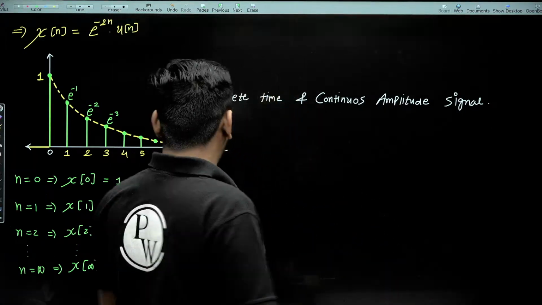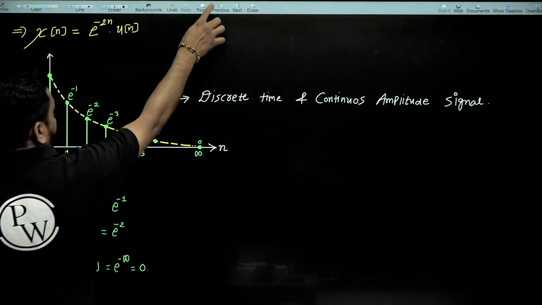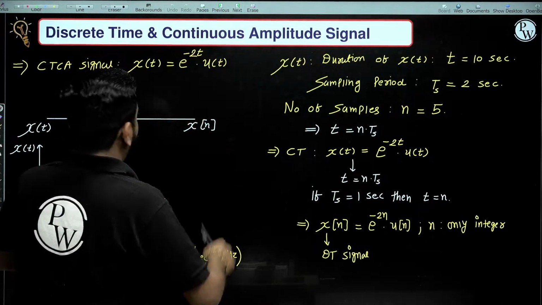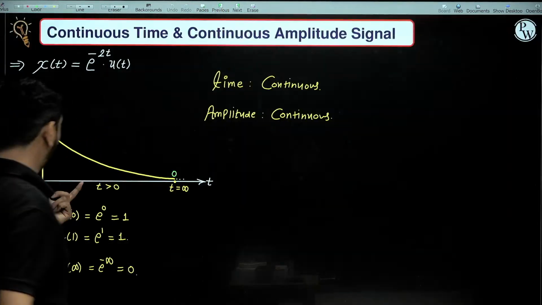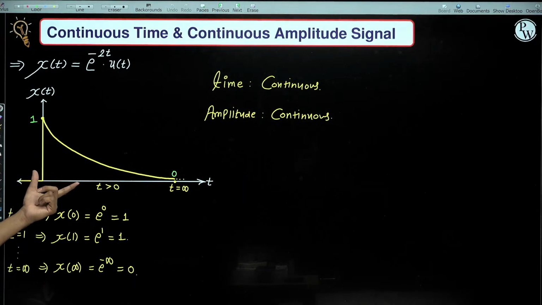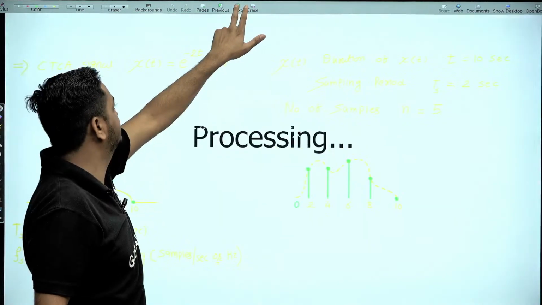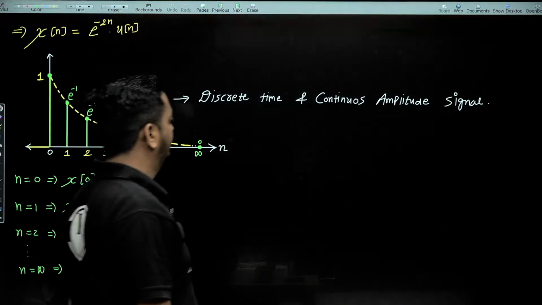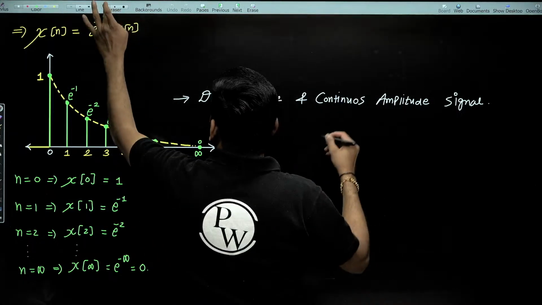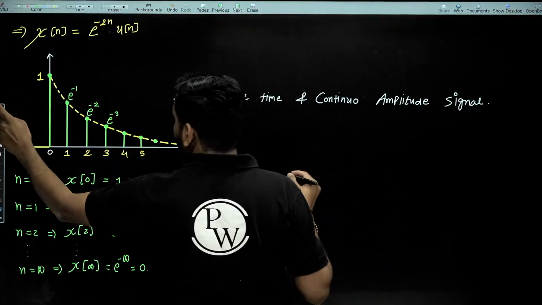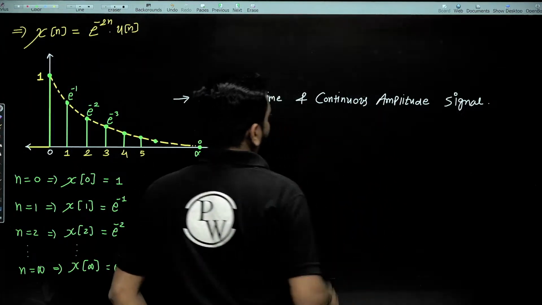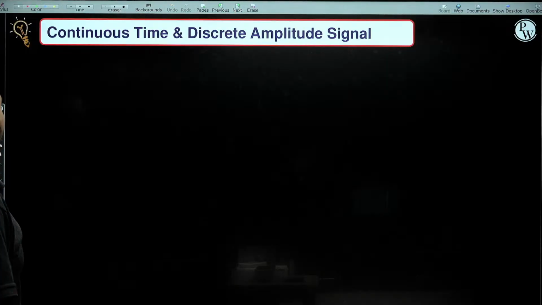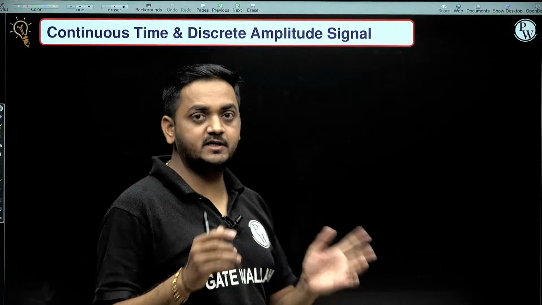This is the difference between a discrete time signal and a continuous time signal. Here, the exponential decay is a continuous time signal, and this is the example of a discrete time signal. Fine? Now what is next? Next is continuous time and discrete amplitude.